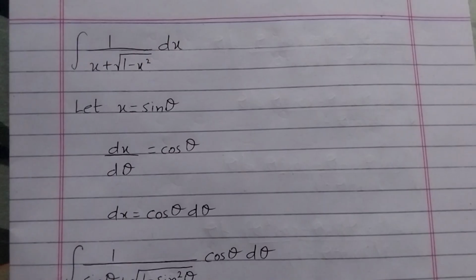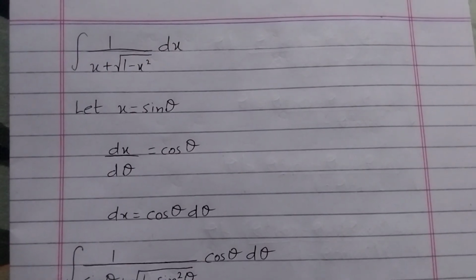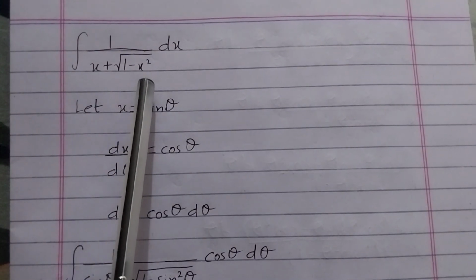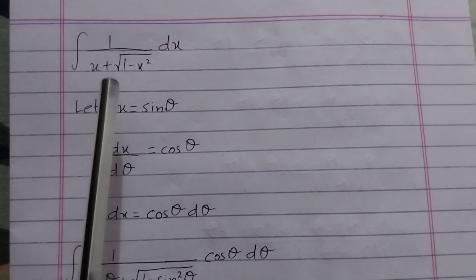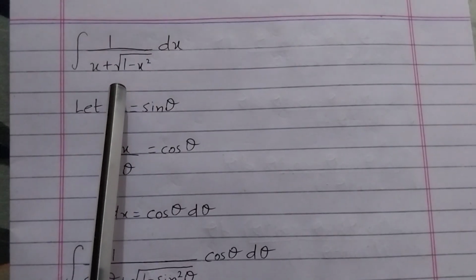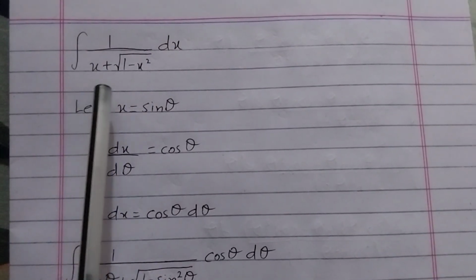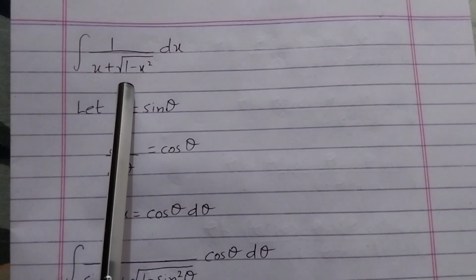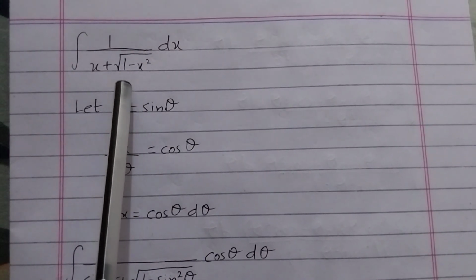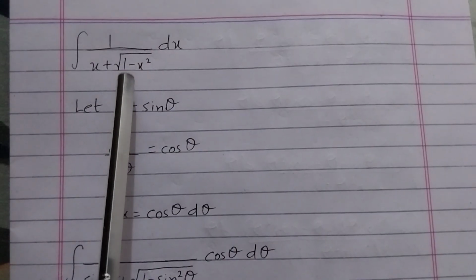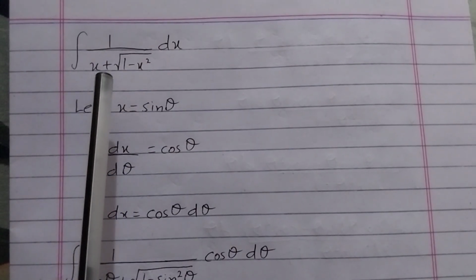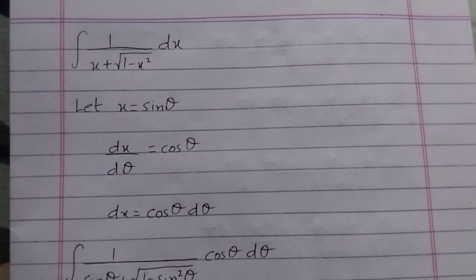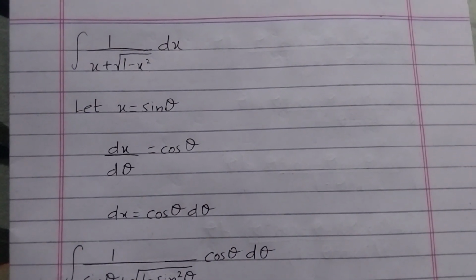So my instinct, whenever I see a fraction and the denominator has two terms, is to rationalize that expression. So I tried multiplying this expression with x minus square root of 1 minus x square. I tried to rationalize this, but it failed. I also tried substituting for this square root of 1 minus x square, and that failed too. So when both of those methods failed, I had to come up with something different to solve this question.